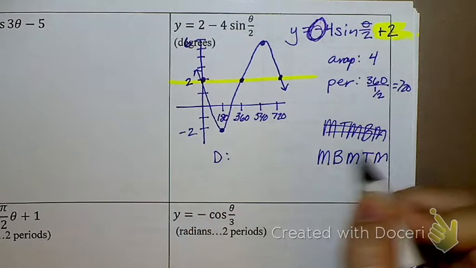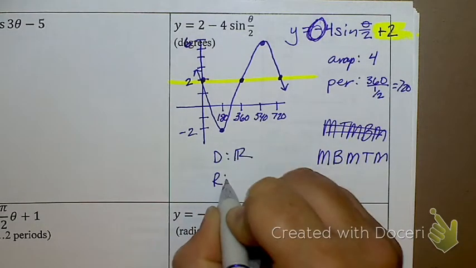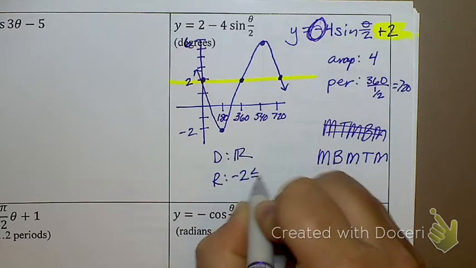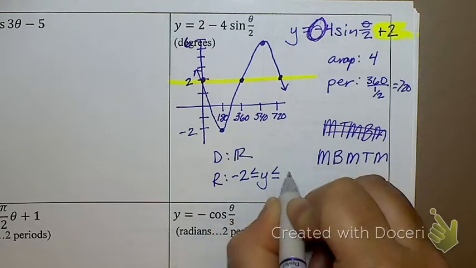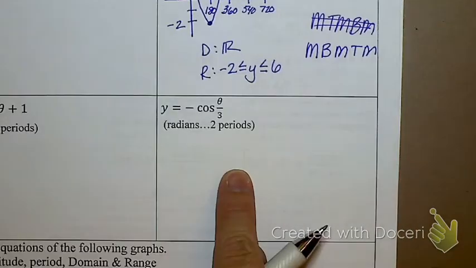Domain, what's my domain here? All real numbers. What's my range? Negative 2 is less than or equal to y is less than or equal to what? 6. Okay. All right, let's graph this guy.